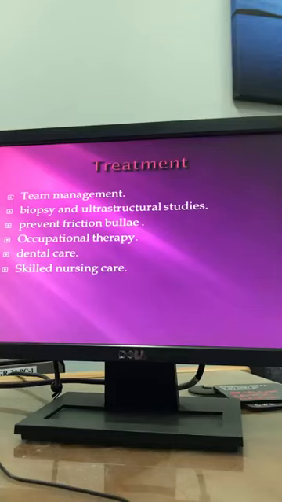So as I just told you, it's team management of epidermolysis bullosa: biopsy, prevent friction, occupational therapy, dental care, skilled nursing.